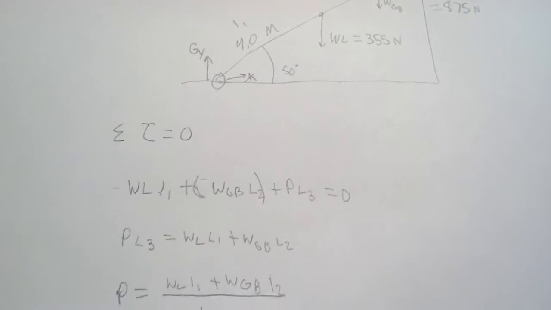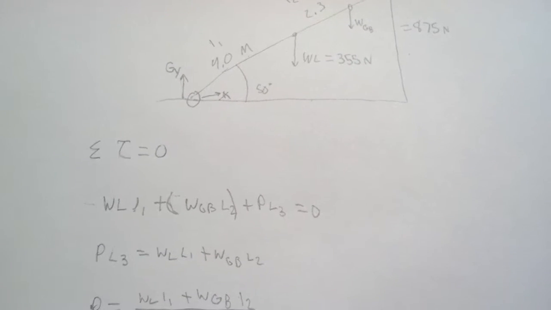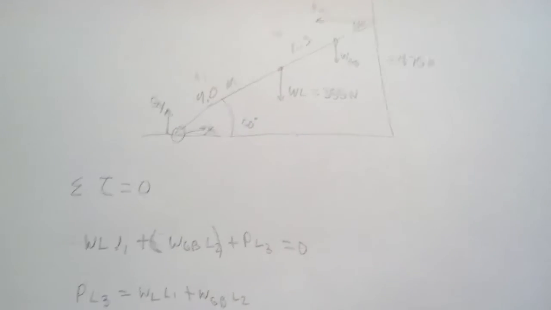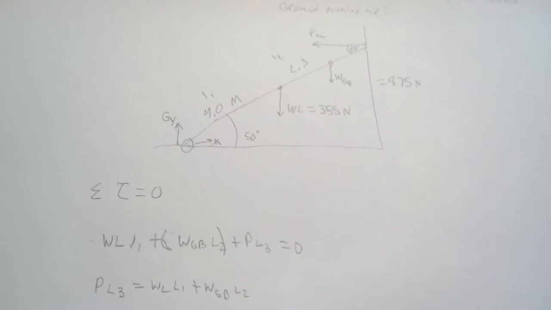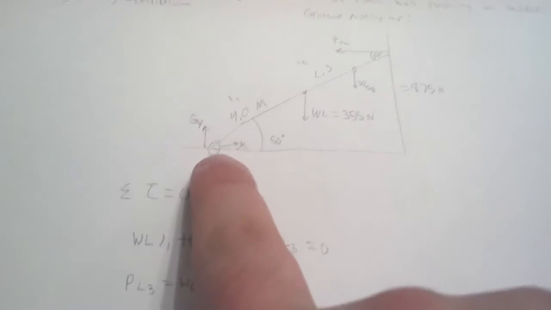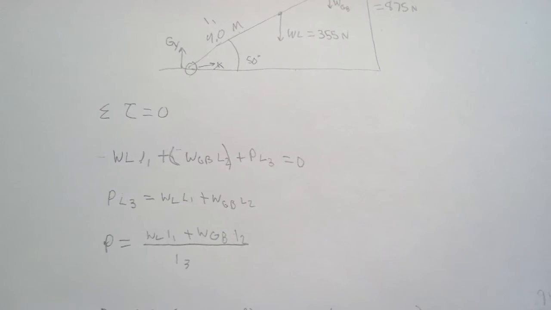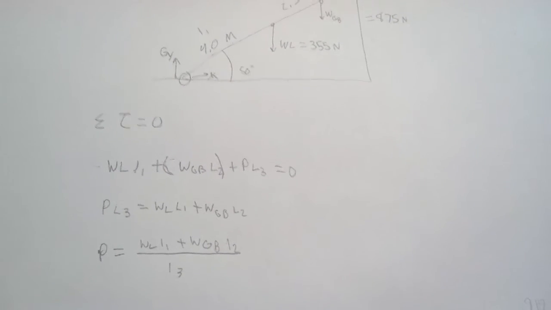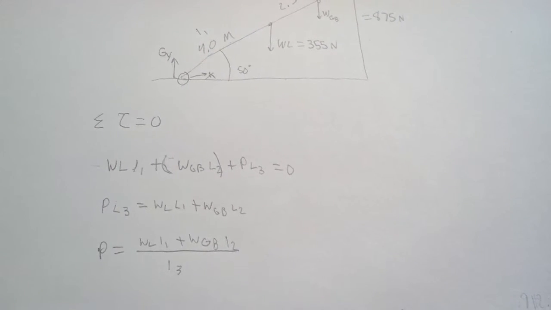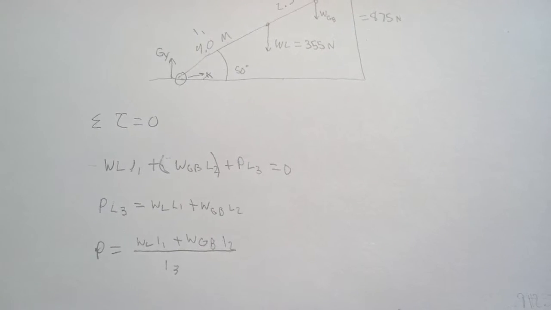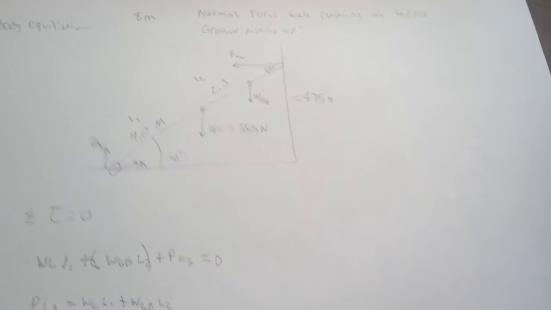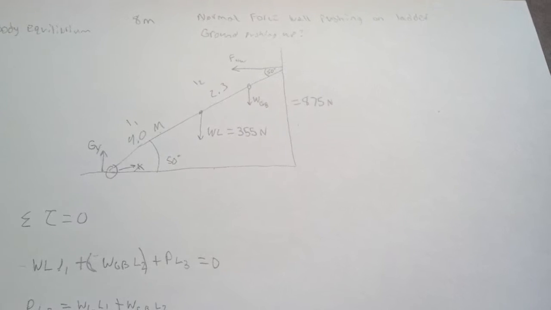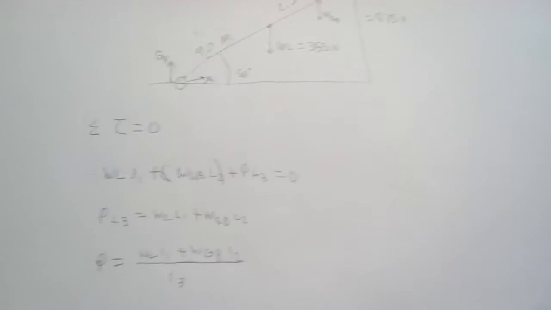So now we go over to torque. Since everything's in equilibrium, the torque has to also equal 0. In order to calculate this, what you first want to do is pick a point from where you're going to start. So I chose down here. We're looking for P here, and so the weight of the ladder times length 1, plus the weight of the Ghostbuster times length 2, plus P times L3, which is 8 meters for the total length.